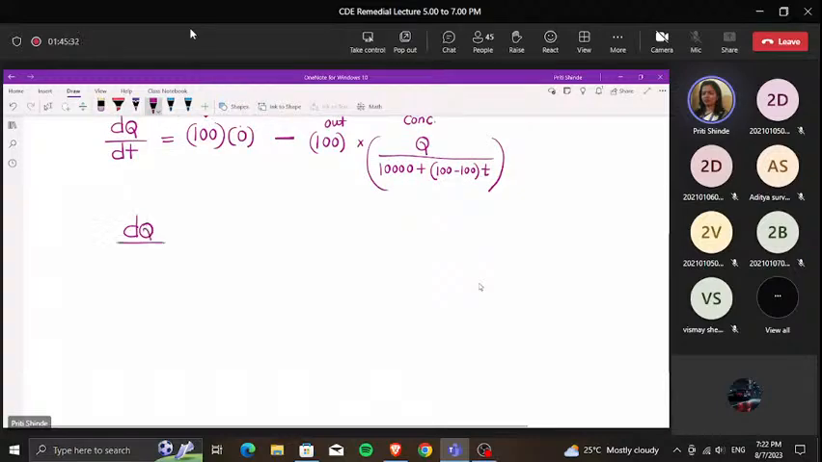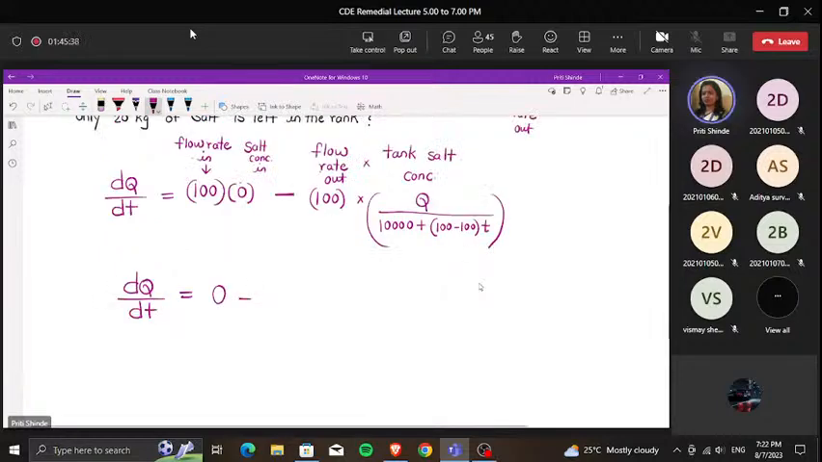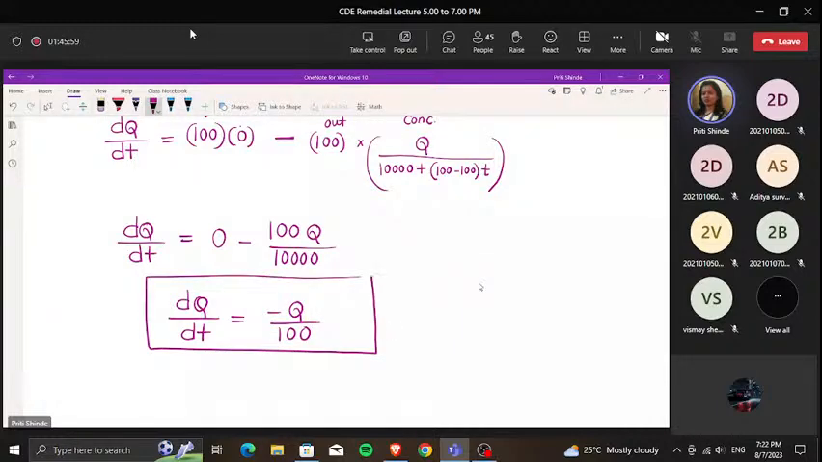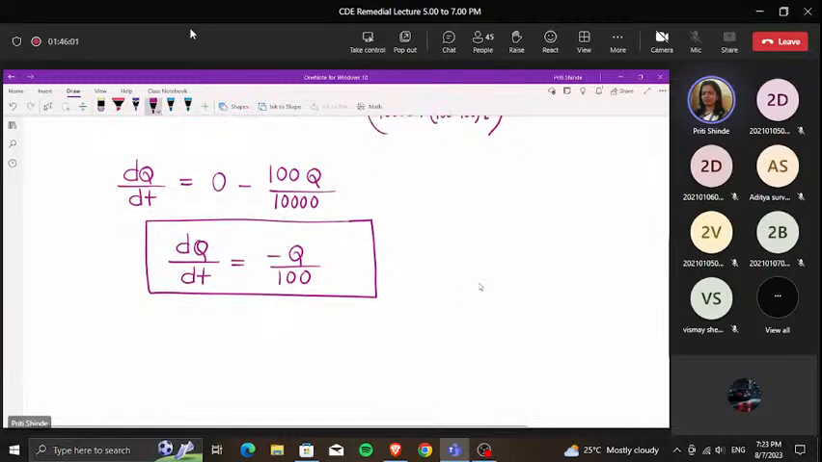dq by dt, 100 into 0. So the first term is 0 minus 100 into Q divided by 10,000. 100 minus 100 is 0 into t. So my differential equation is dq by dt is equal to minus q divided by 100. You have to solve this differential equation only.